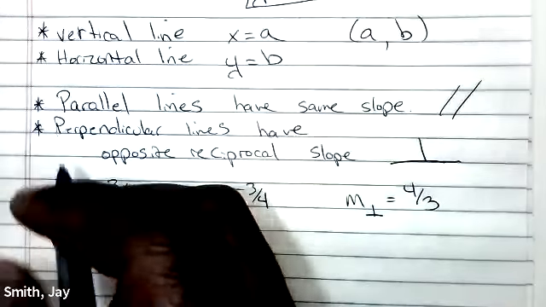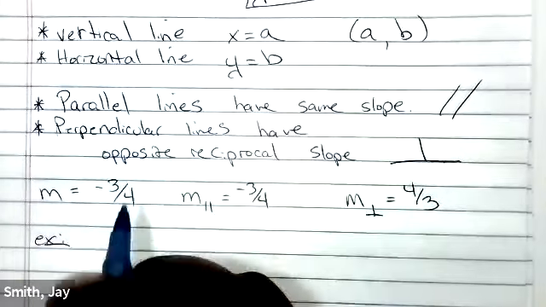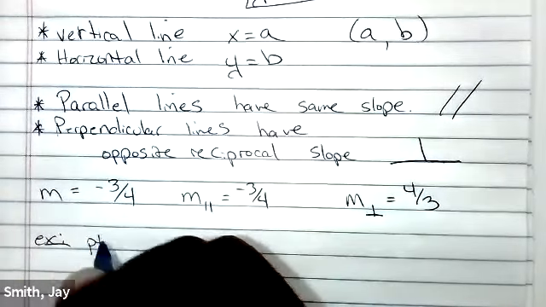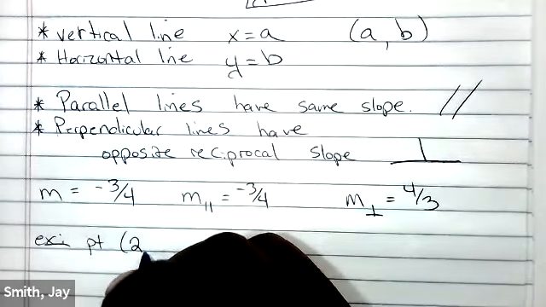Good example of this. Let's say we're given a line that goes through the ordered pair (2, -4).